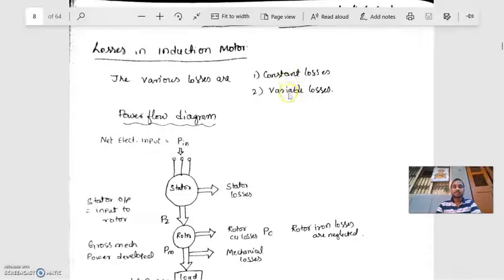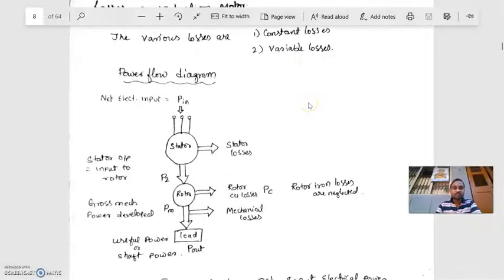Okay. So what is variable loss and what is constant loss? Constant loss means it does not vary with respect to the load, and variable loss means it varies with respect to the load. So how the power is flowing from input to the output, that is called the power flow diagram.